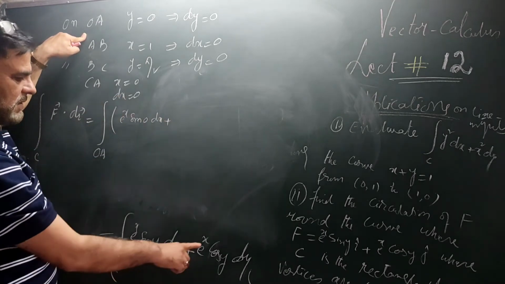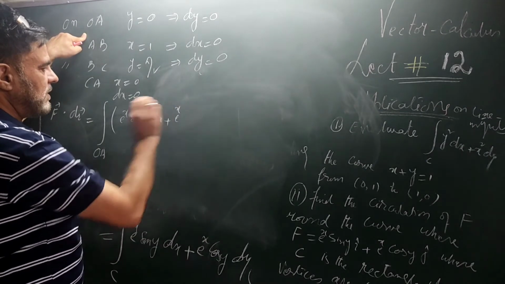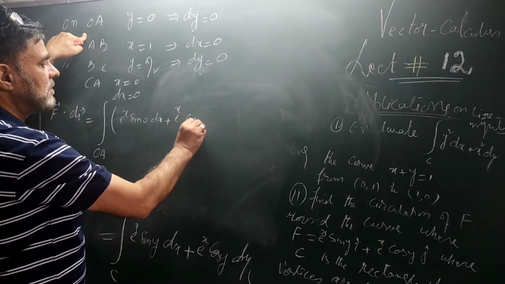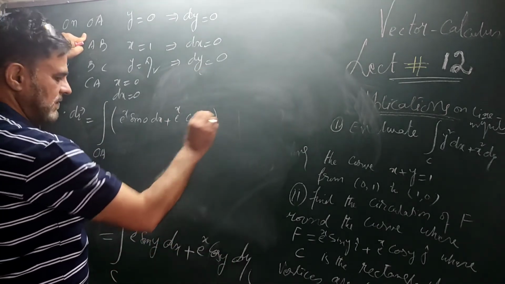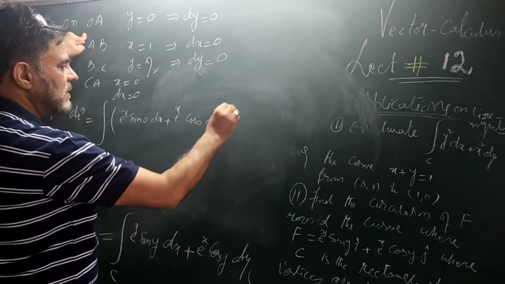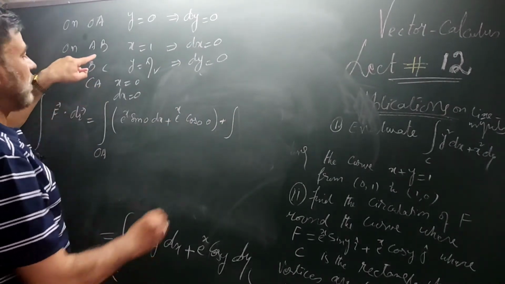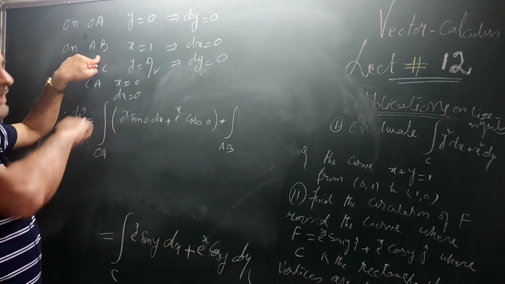Then plus, it is e raised power x, cos 0, where y is 0. But dy is also 0, so this will not survive here. Then plus another part you have. Then I will go along AB. This is another part, OA to AB.